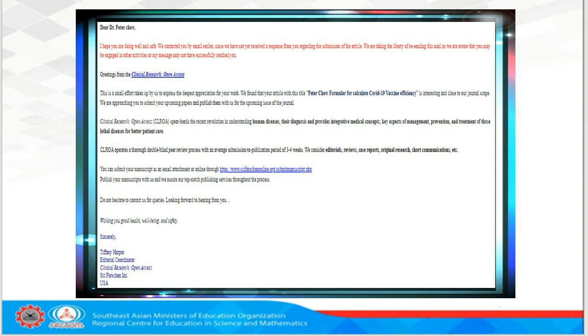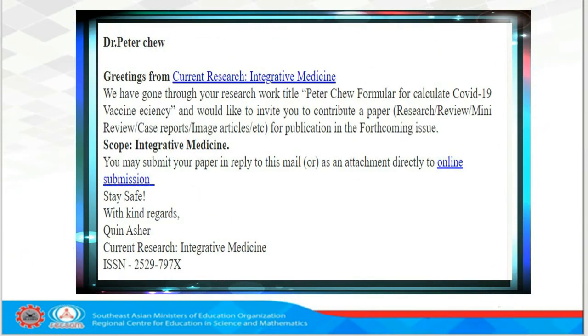Clinical Research, Open Access, CLROA, spearheads the recent revolution in understanding human diseases, their diagnosis, and provides integrative medical concepts, key aspects of management, prevention, and treatment of those lethal diseases for better patient care. Clinical Research found that your article with this title, Peter Chu formula for calculating COVID-19 vaccine efficiency, is relevant to current research in integrative medicine and would like to invite you to contribute a paper for publication in the forthcoming issue. Scope, Integrative Medicine. Thanks for listening.